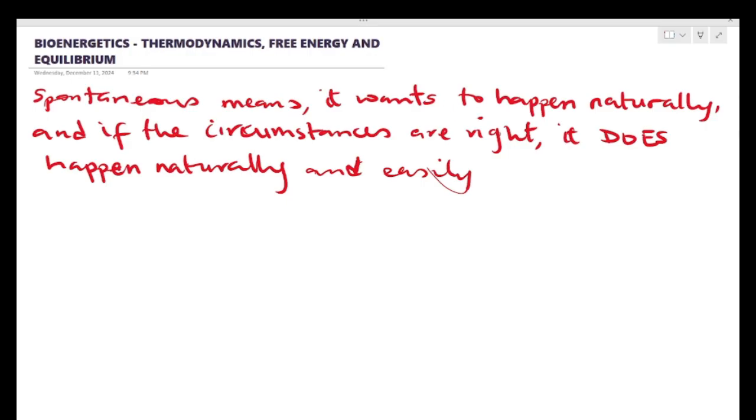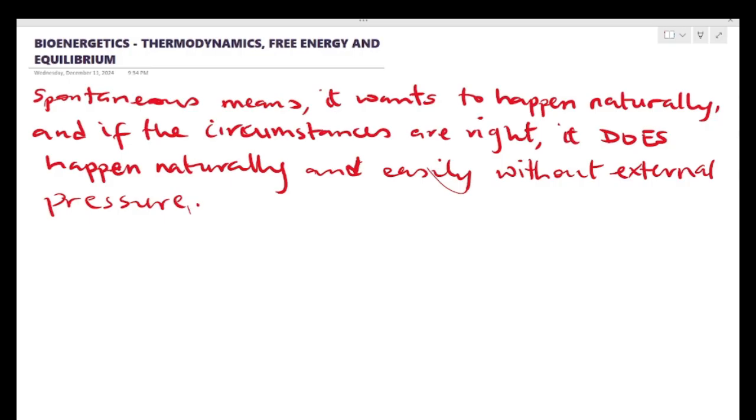It does happen naturally and easily without external pressure. So that's what's spontaneous. When we talk about spontaneous reactions, we are making a thermodynamic statement.